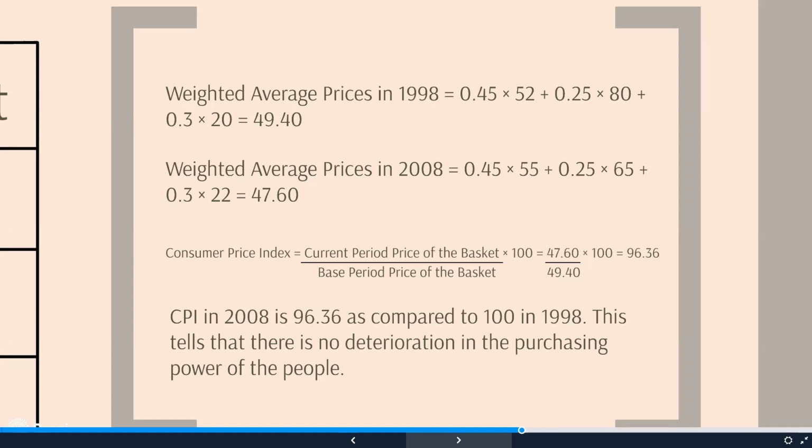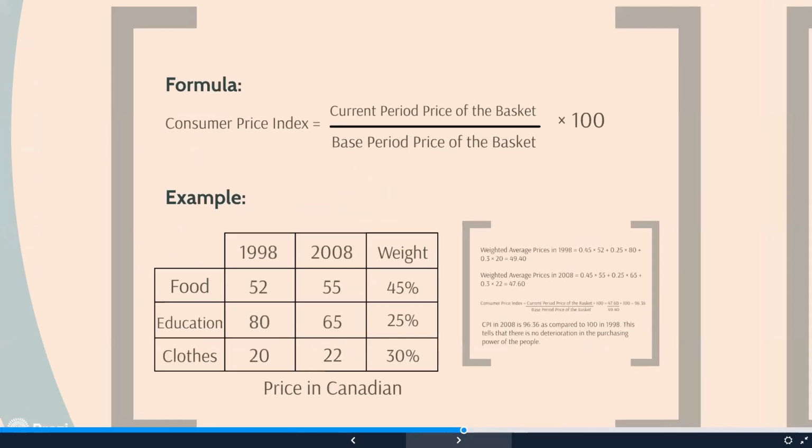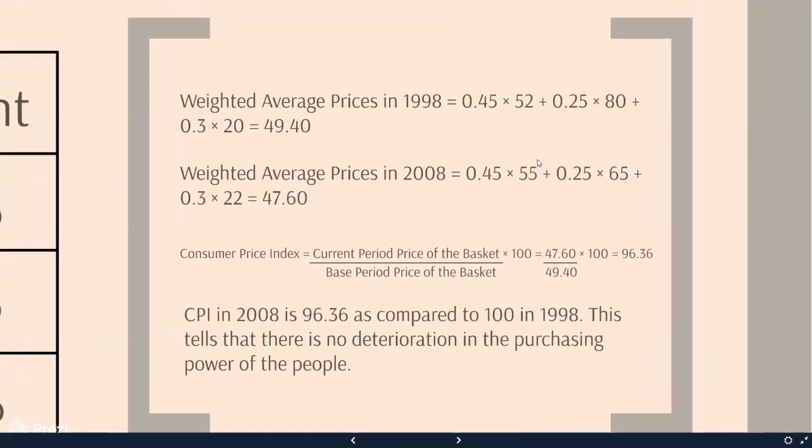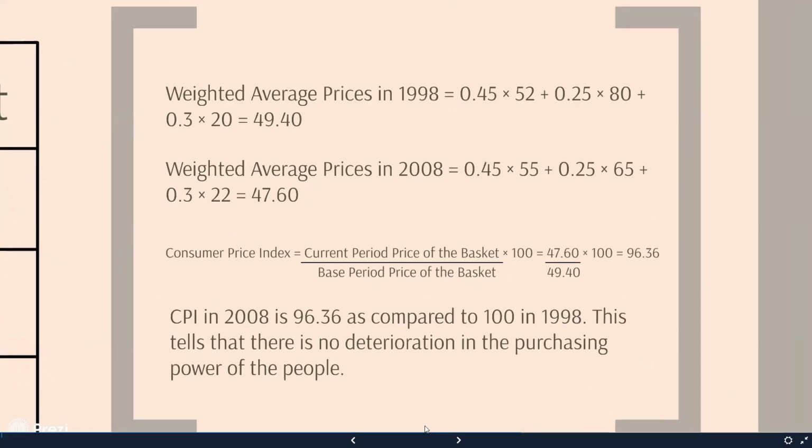This tells us that there's no deterioration in the purchasing power of the people here. So as you can see, this is how you calculate it. You use the baskets here: the food, education, and clothes prices in 1998, and then the food, education, and clothes prices in 2008, and you weight them all based on the education, food, and clothes weights, and then you figure out if the prices have risen or fallen.